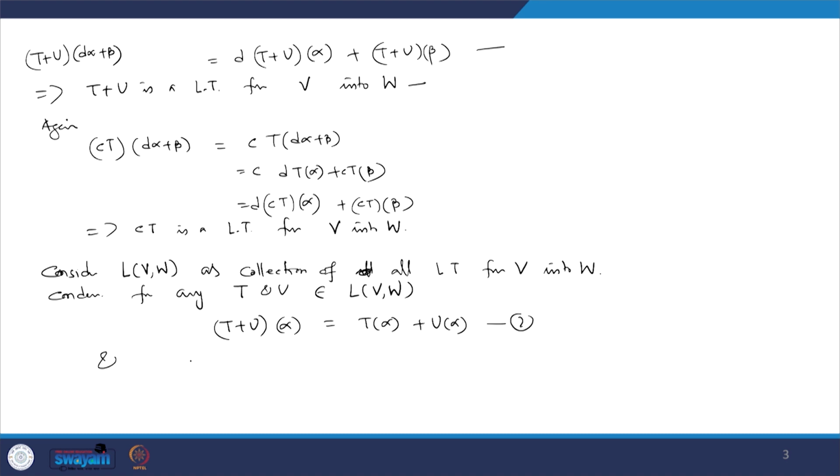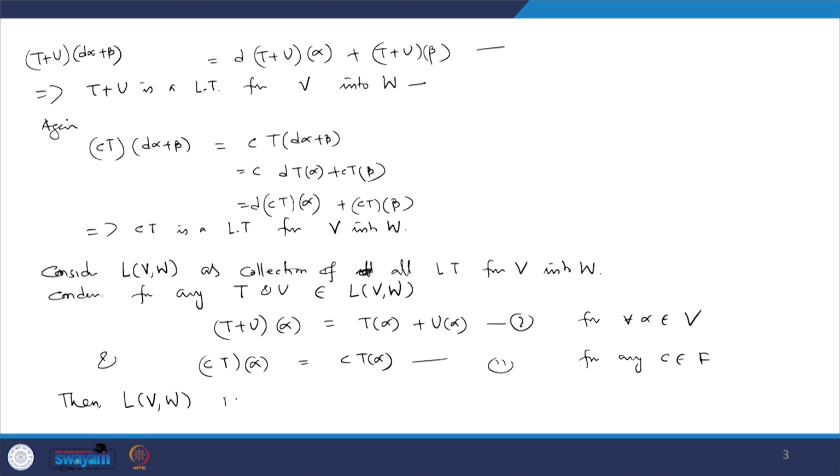and (cT)(alpha) = c T(alpha), okay, for all alpha belonging to V, for any c belonging to F. That is basically that V and W are defined over the field capital F that I have considered. Then L(V, W) is a vector space.